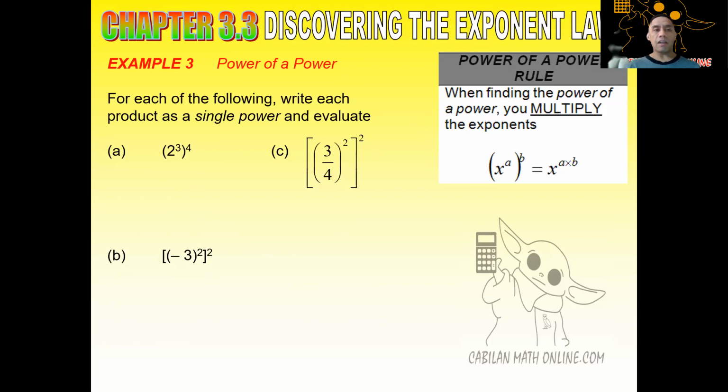So if you take a look at example A here, notice I have 2 to the exponent 3, which is the power inside of the brackets, and we have an exponent 4 on the outside of the brackets.